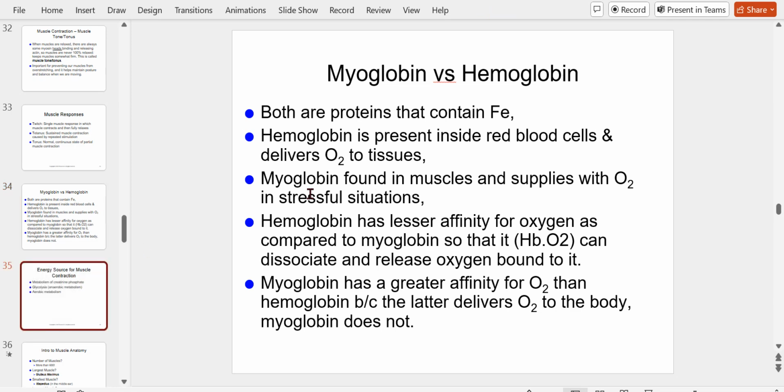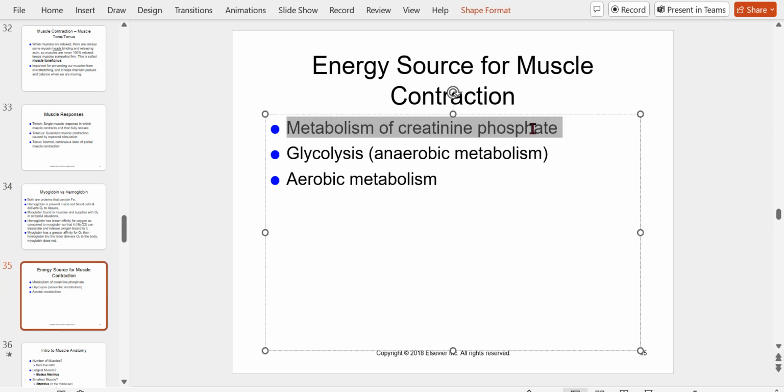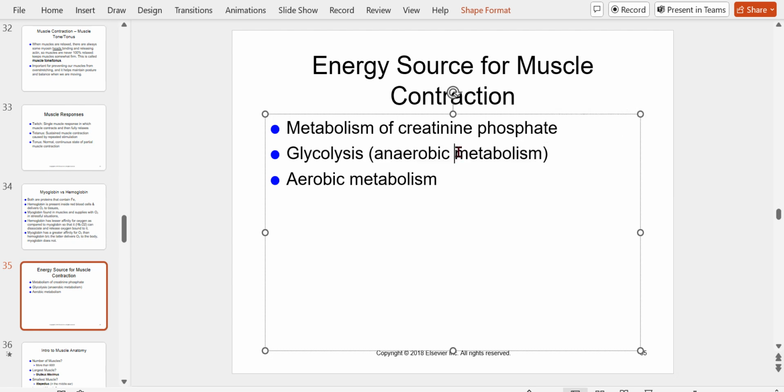That's good. Energy source there for muscle contraction. We're going to tread very lightly on these, okay? I didn't go into the whole idea of the Krebs cycle, glycolysis, the electron transport chain, how we actually make ATP from our food. It's not really a huge focus of this course, but I just wanted to show you there.